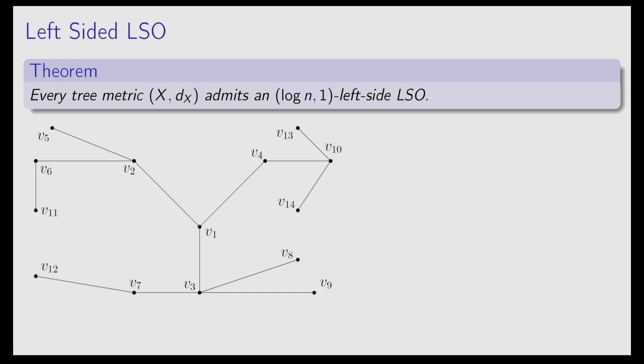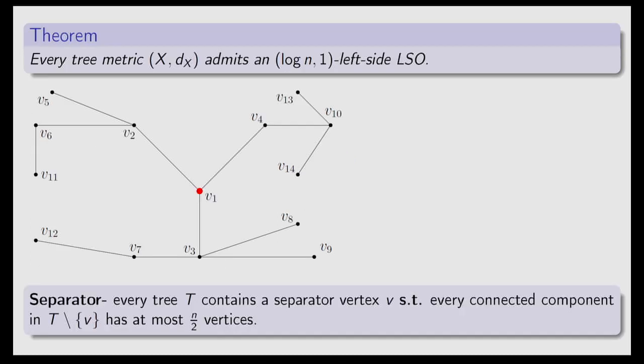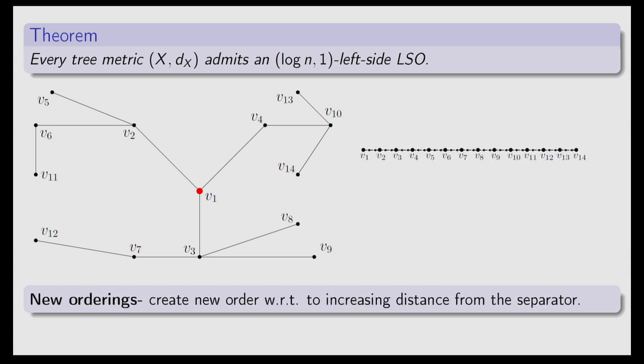So consider your tree and take the separator. The separator of a tree is a vertex such that if you remove it, the tree is partitioned and each connected component will be of size at most n/2. And now the first ordering will simply order all the points with respect to distances from the separator. So the separator will be first, and then v2 will be the second, the closest vertex to the separator, v3 the second closest, and so on, where v14 is the farthest vertex from the separator, which is this one.